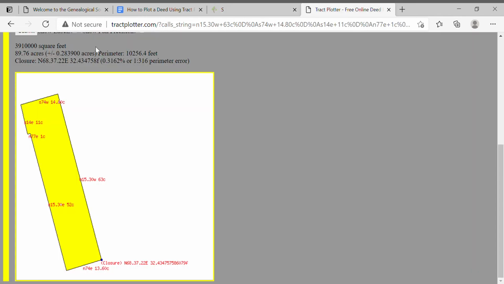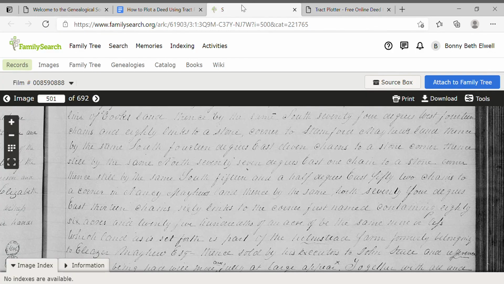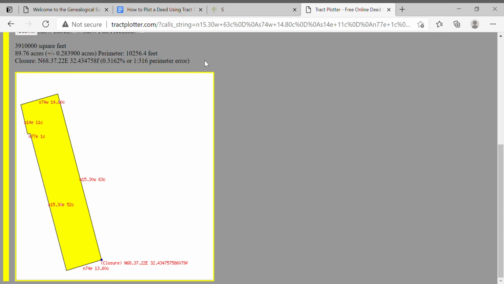Yes, very close. Is it exact? No, it is not exact. But remember, these were hand measured, so you'll expect them to be off by a little bit. But the fact that it's 86 acres here and it's 89 acres here shows that we're at least in the right vicinity. Notice here also it shows the closure and how close it is. It didn't quite exactly match up. That's because of an error in the original survey, but that's okay.